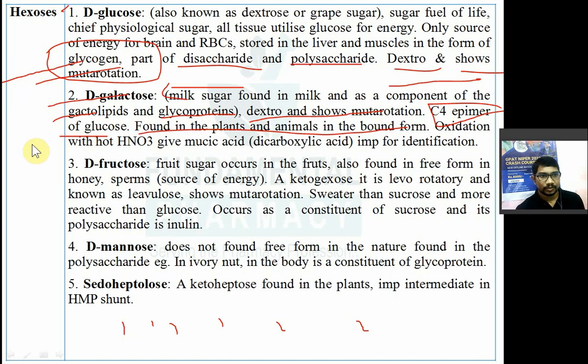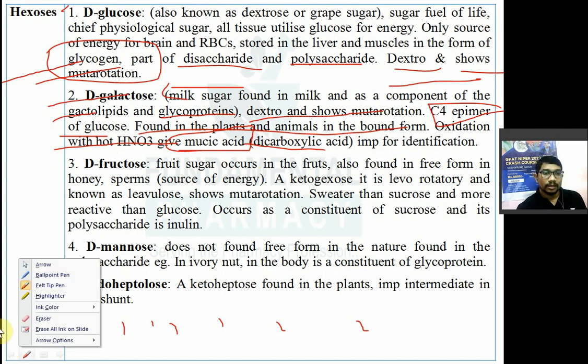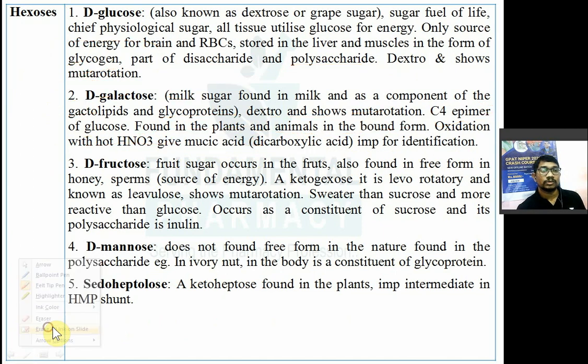Oxidation of galactose with nitric acid will give you mucic acid. If you oxidize galactose with nitric acid, you will get mucic acid, and that is nothing but a dicarboxylic acid. And it is very important for identification of galactose. This test is utilized to identify galactose. It is treated with nitric acid, and a dicarboxylic acid is formed. That is utilized as an identification test for galactose.